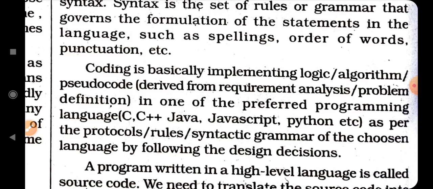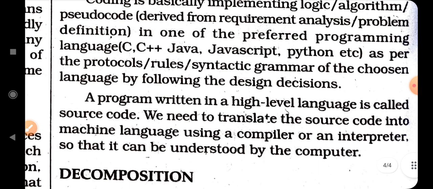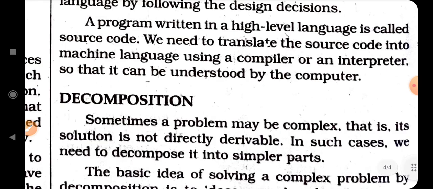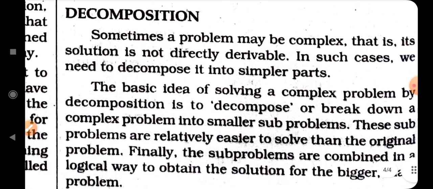in one of the programming languages like C, C++, Java, JavaScript, Python, etc., as per the protocols, rules, and syntactic grammar of the chosen language, by following the design decisions. A program written in a high-level language is called source code. We need to translate the source code into machine language using a compiler or an interpreter so that it can be understood by the computer.